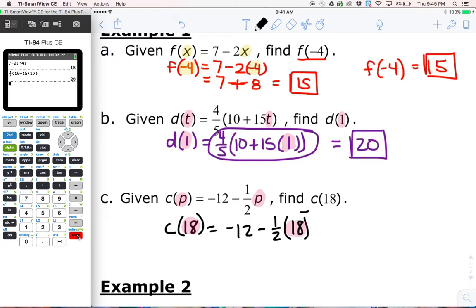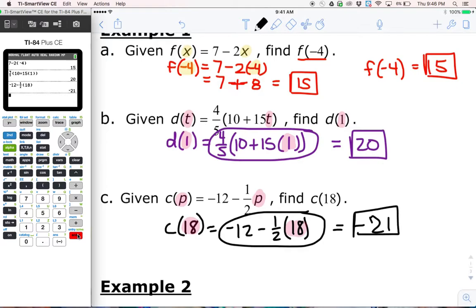Now, you could do this by hand if you wanted. I just am choosing to put this in my calculator. So I've got negative 12 minus, again, alpha y equals, just enter, gives me that fraction, so it looks just like my paper, which is comforting. Click over, and I've got parentheses 18 inside there. And this is equivalent to negative 21. Okay, and that is my answer.